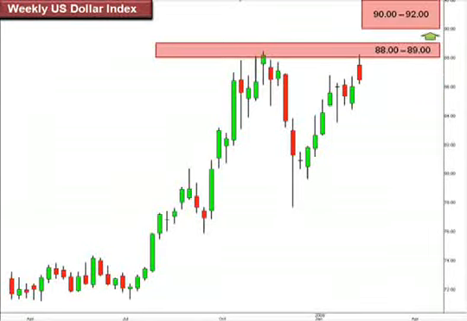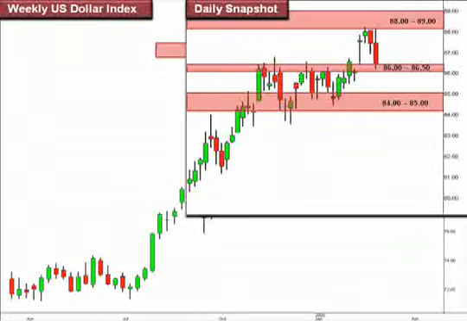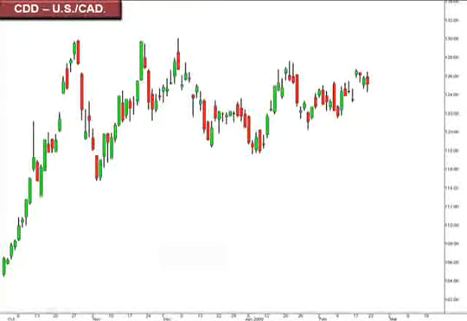our 90-92 box. On our daily snapshot here, the index has simply completed a measured test back into a previous resistance level. Now, support here will lend even further credibility to a continuation of U.S. dollar strengthening. With that in mind, let's take a look at the first of our ISE FX options pair values, the CDD, the U.S. versus the Canadian dollar.